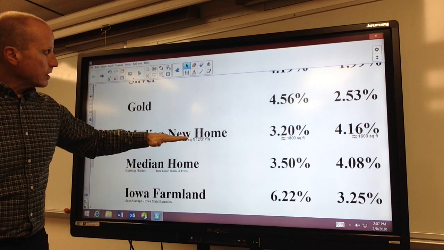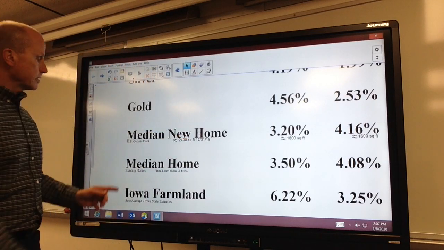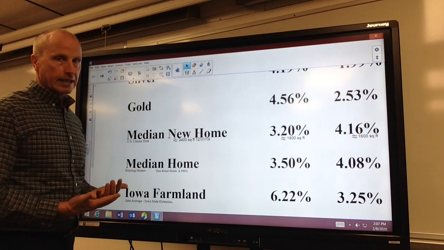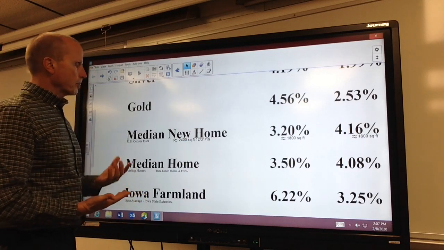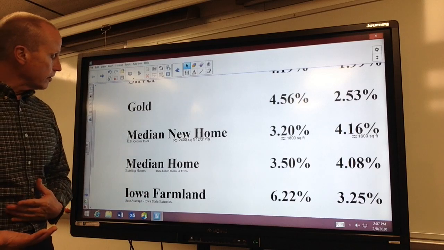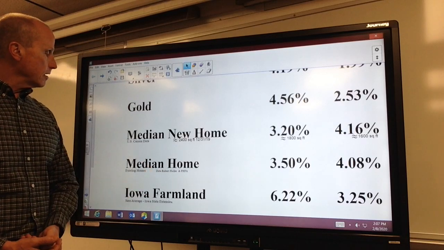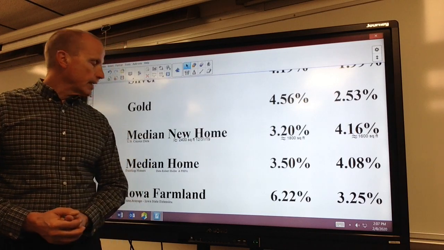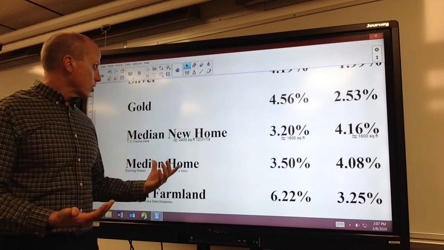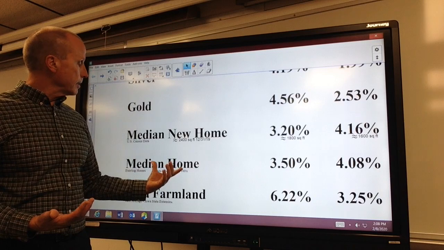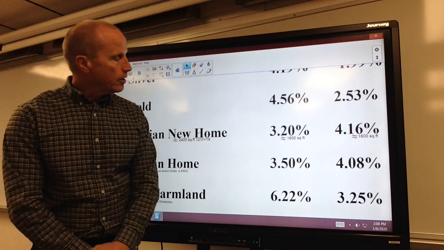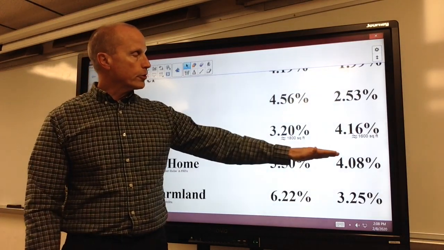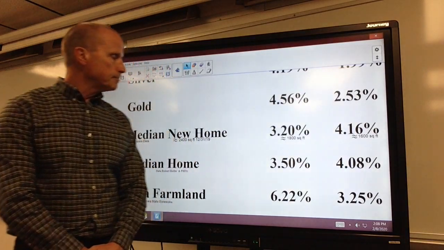Median home value, notice I'm missing the word new here because this is using what's called existing homes. The government doesn't really collect data on that. So this is data from Robert Shiller and the Federal Housing Finance Agency. A combination of those things, and again the best estimate over a 30-year period 3.5%, over a 40-year period 4.08%.